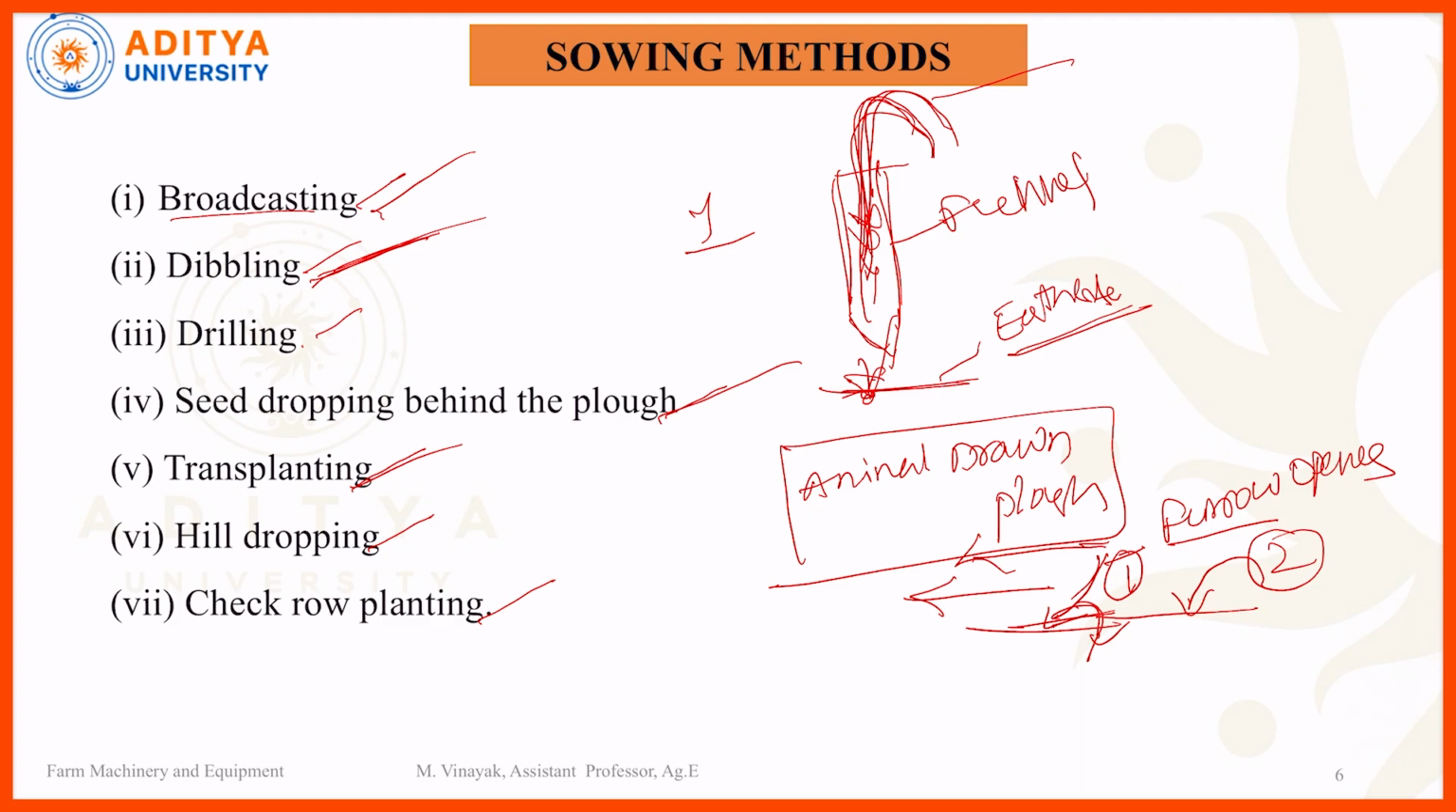Next one is the transplanting method. Most vegetable as well as paddy crops involve the transplanting method. Next one is hill dropping. For developing forest areas, we can follow the hill dropping method. Whenever the density of seed required in some areas is very high, in that situation we go for the hill dropping method.